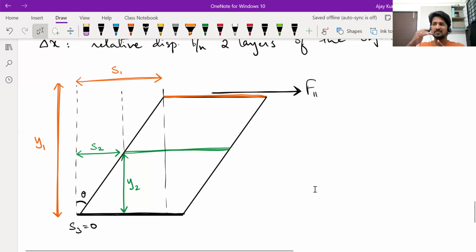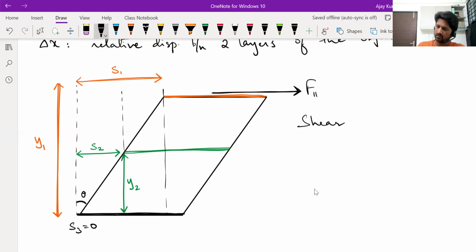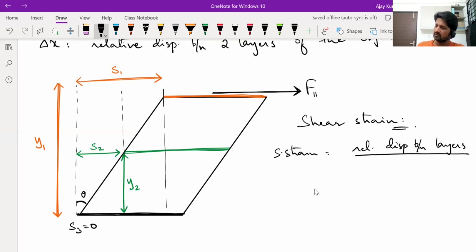In this case, the object is neither getting elongated nor compressed. Its shape is changing. Okay. So this kind of deformation is called shear strain. You apply shear stress, what you produce is shear strain. And how is it measured? Okay. The formula for shear strain is relative displacement between layers divided by the distance between the layers.